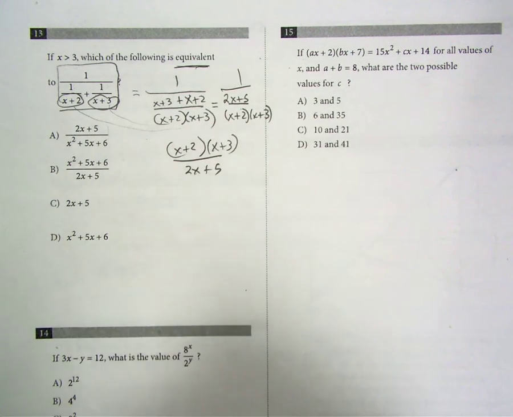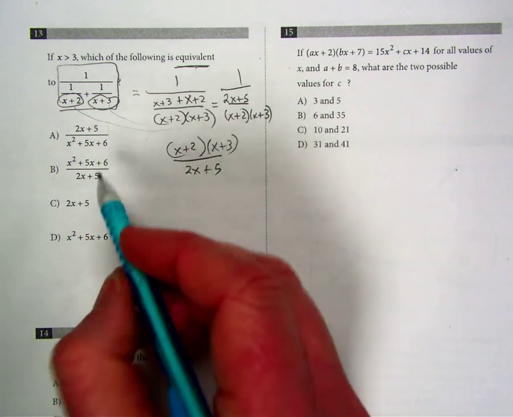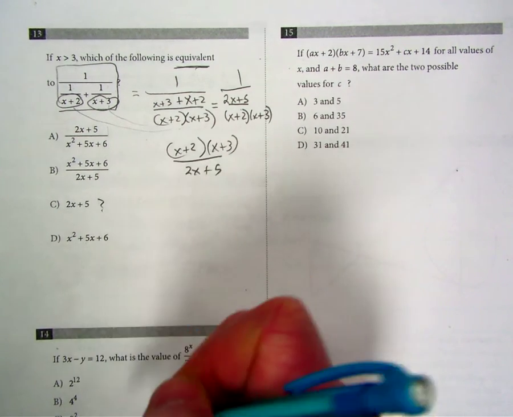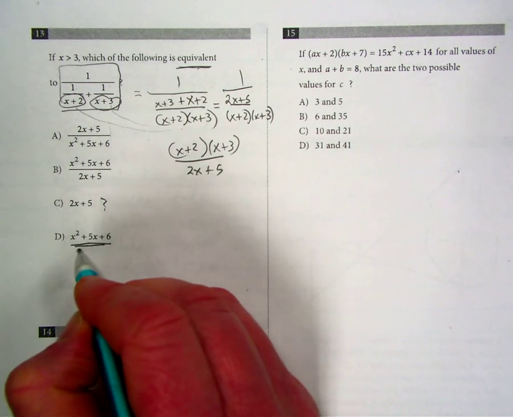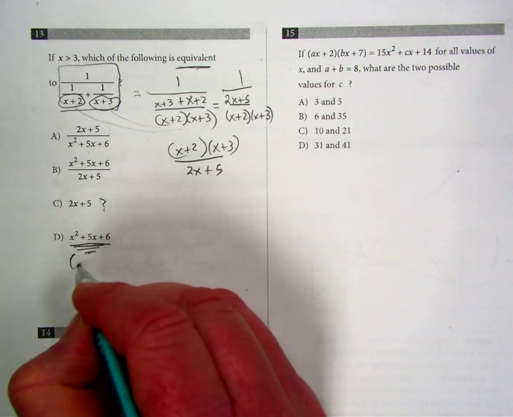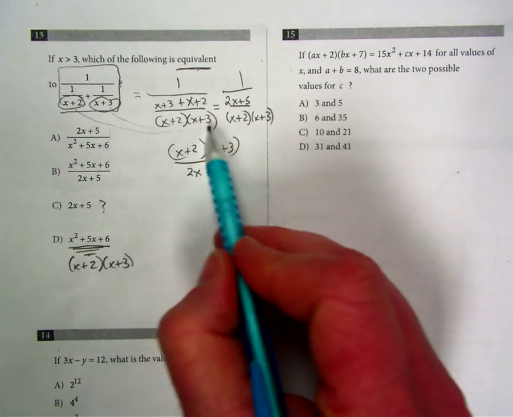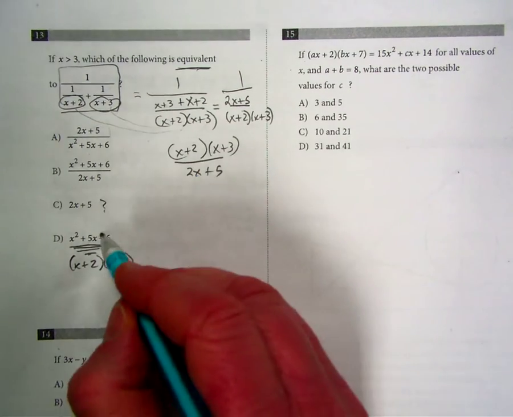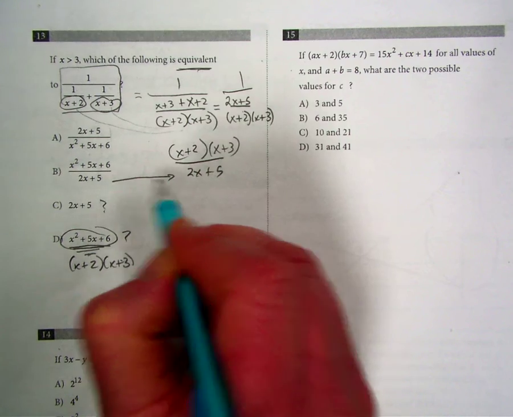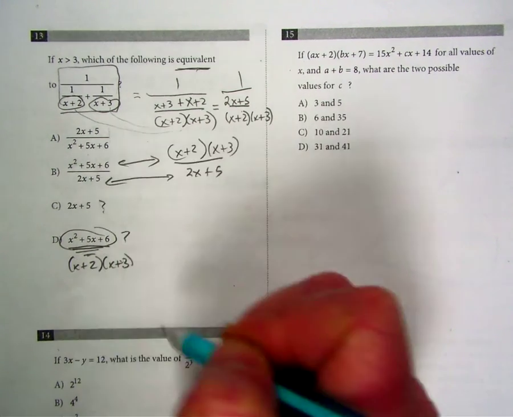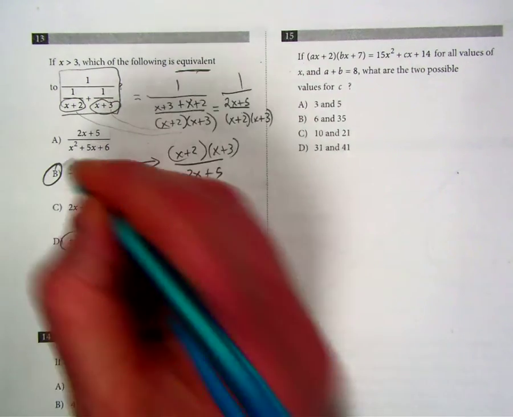So right away, you can see that the 2x plus 5, this is questionable right here because it's not a fraction. You might need to recognize that x squared plus 5x plus 6 also factors into x plus 2, x plus 3, which is what we found up here as well. So this one does not have a fraction either, but it does have that. We have common factors right there, so the correct answer is B.